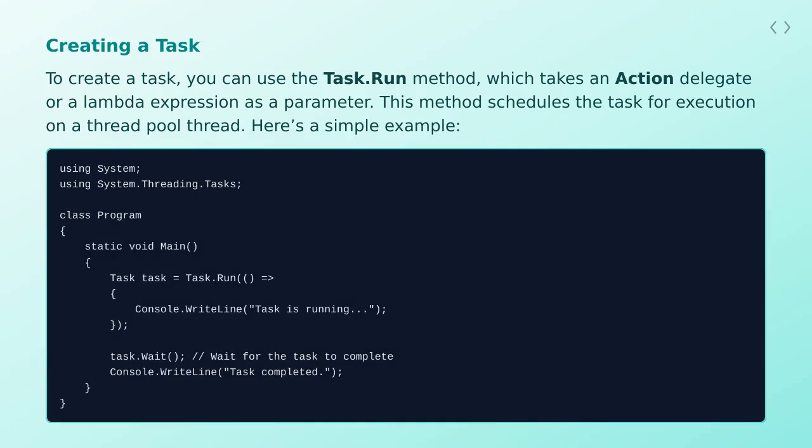Creating a task. Let's dig in. To create a task, you can use the Task.Run method, which takes an action delegate or a lambda expression as a parameter. This method schedules the task for execution on a thread pool thread.